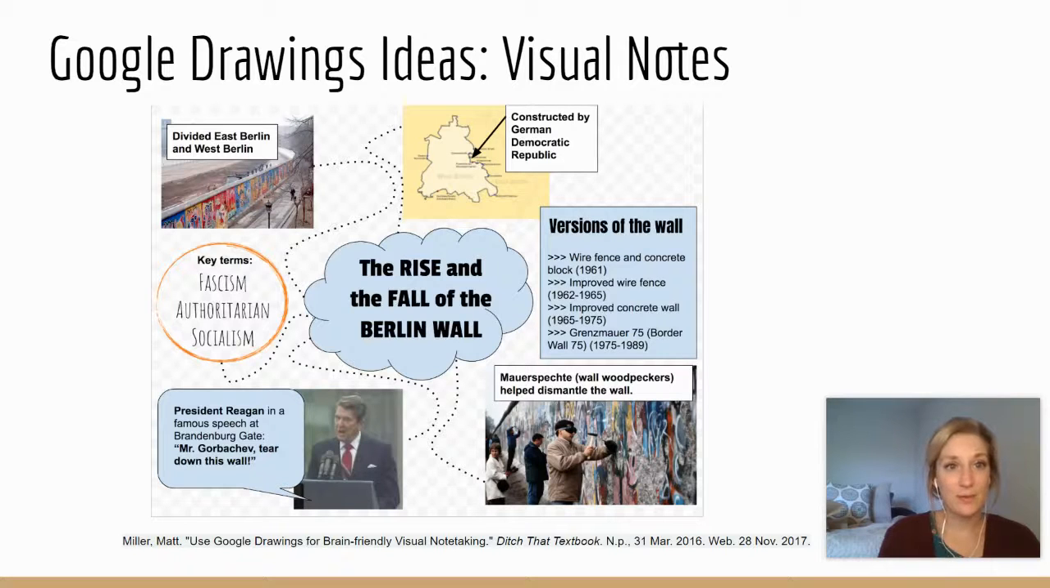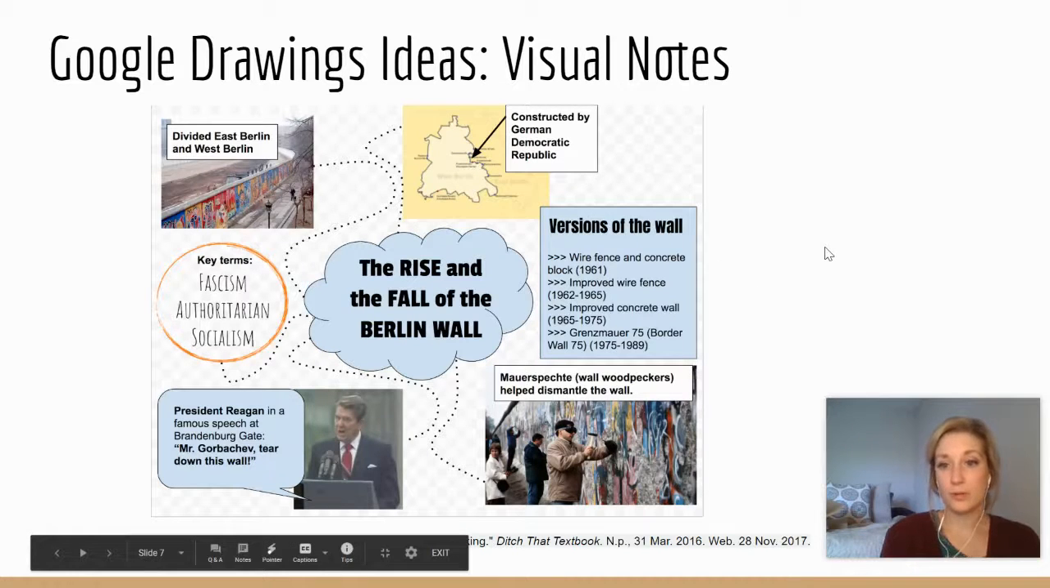So here's an example from Matt Miller of Ditch That Textbook. And this is a visual note-taking example for Google Drawings. So what this example shows is how you can put pictures in text boxes to kind of summarize a unit and make a much more dynamic visual note-taking. They added some word art pieces here, and those were all done through Google Drawings.